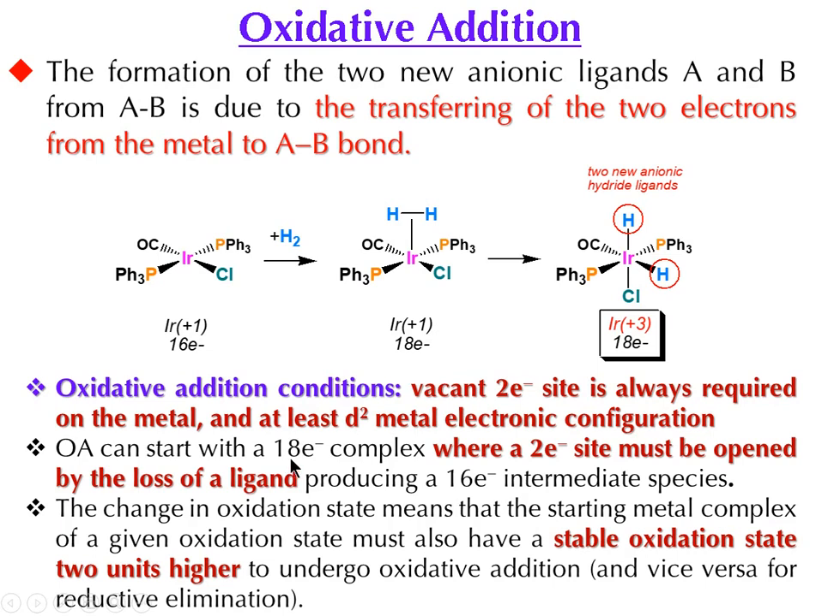For complexes with 18 electrons, we don't have a vacant site. So if this complex would do an oxidative addition reaction, it should first lose a ligand to produce a complex of 16 electrons that can therefore undergo the oxidative addition. The change in the oxidation state means that the starting metal complex of a given oxidation state must also have a stable oxidation state 2 units higher to undergo oxidative addition, and this new oxidation state should be more stable than the initial oxidation state of the metal M.